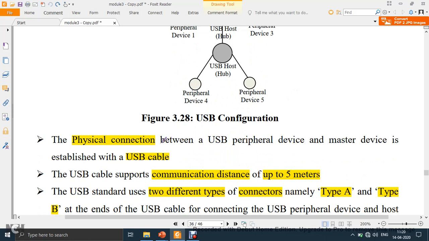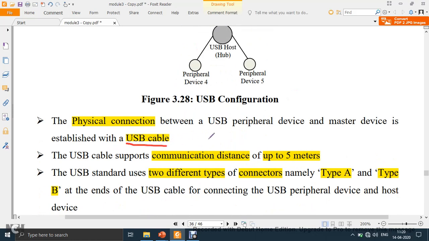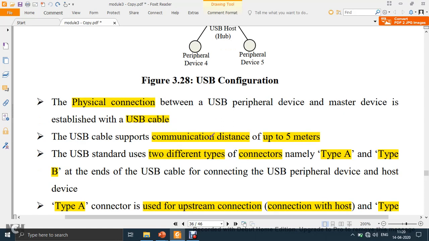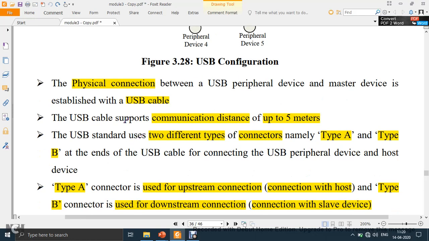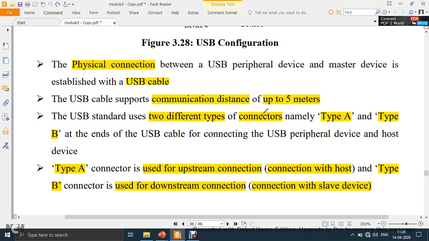So the physical connection between the USB device and the master device is established using USB cables. You are already familiar with USB cables and the types of USB cables. There is type A, type B, type C cable. All the different types of cables that you are already using for mobile charging as well as data transfer. Yes, so USB supports a communication distance of 5 meters. That's all. Only 5 meters is the maximum distance.